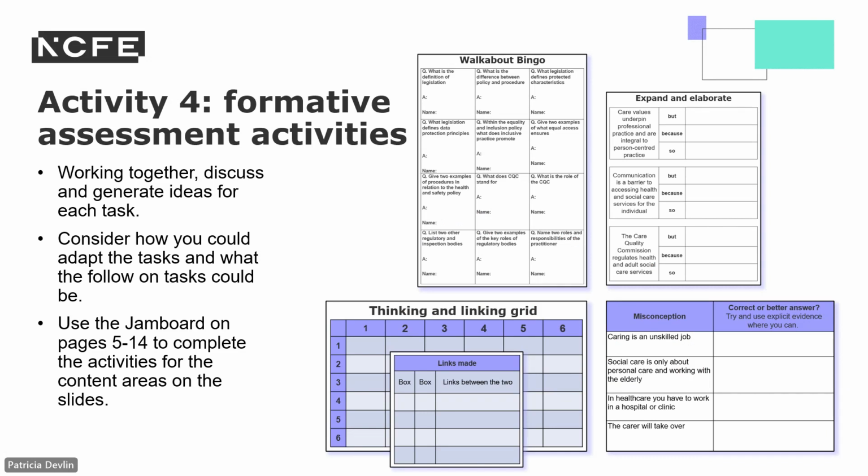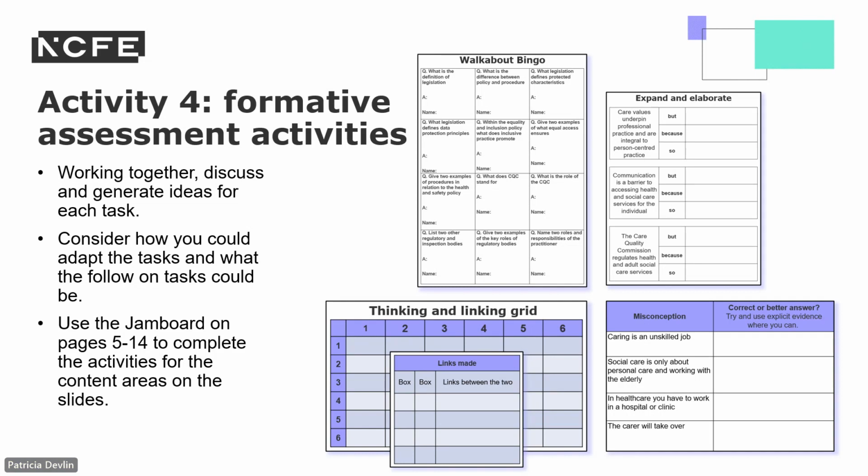So it's now time for activity 4, where we're going to put some of the theory into practice. So we're going to share with you a number of formative assessment tasks that can be used and adapted across the qualification, which will show your learners' current level of understanding of the content. So what we're going to do is talk through each task in a little more detail over the next few slides. And then for the final activities, we'll work together and generate ideas for these formative assessment tasks. So consider how you can adapt the tasks and what the follow-on task could be. And these are all on the Jamboard on slides 5 to 14.